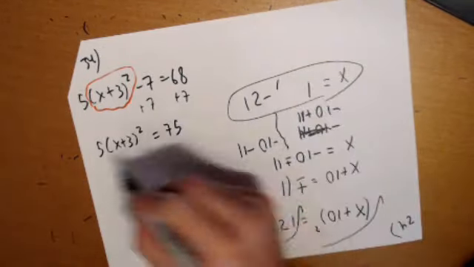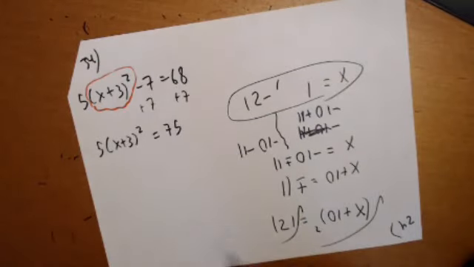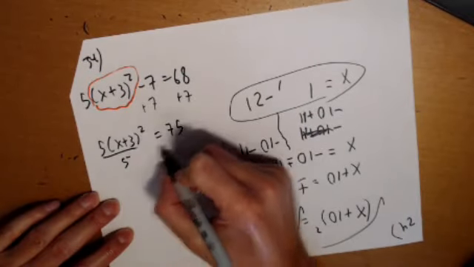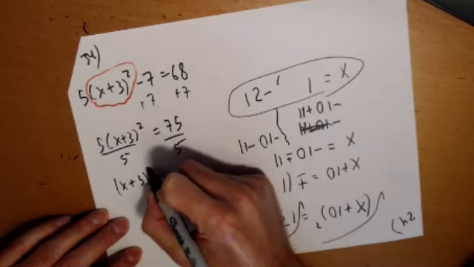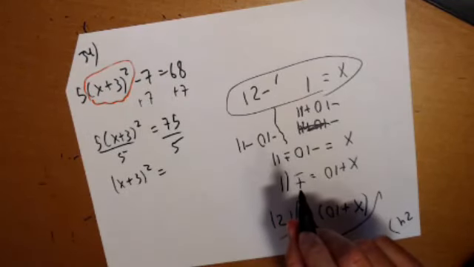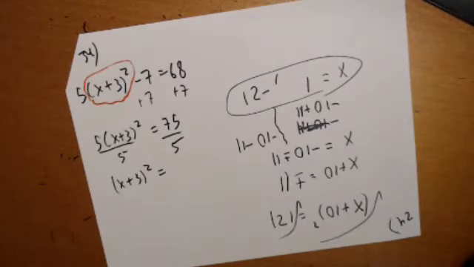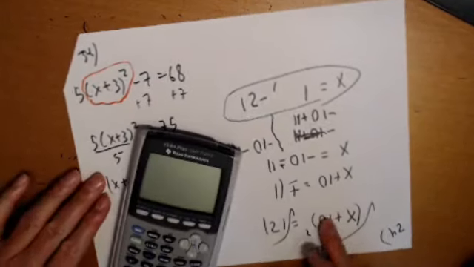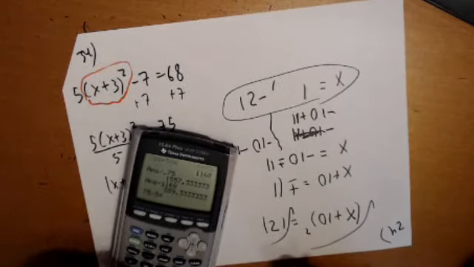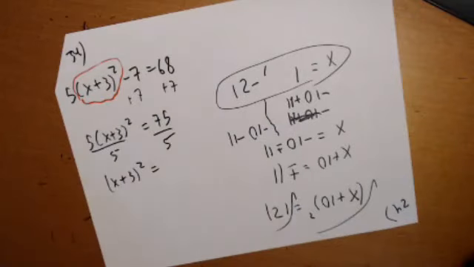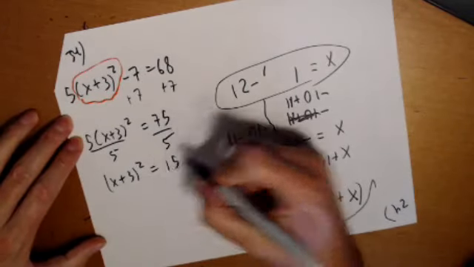Now we need to get rid of that 5 because I'm trying to get that (x plus 3) squared completely alone. So I'm going to divide both sides by 5. So (x plus 3) squared is equal to 75 divided by 5, which is 15.